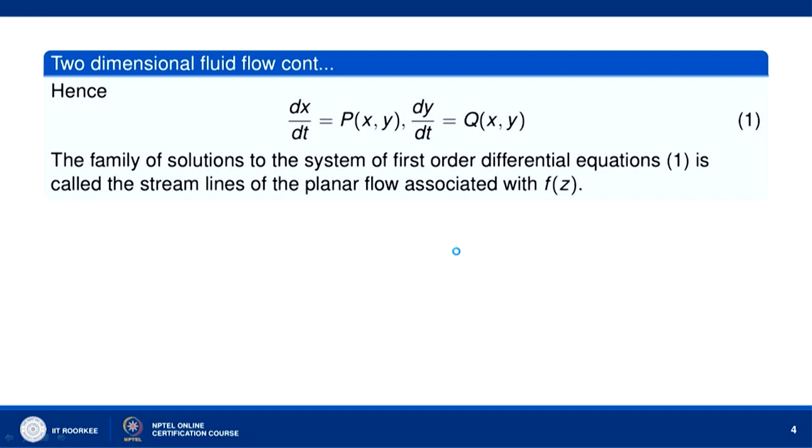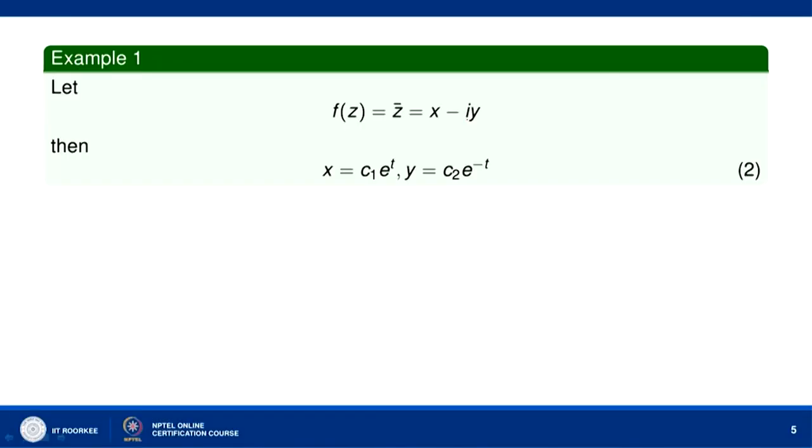The family of solutions to the system of first order differential equations, and you can see this is a system of first order differential equations, is called the streamlines of the planar flow associated with the complex function f(z). Now, let us consider f(z) equal to z conjugate, equal to x minus i y.